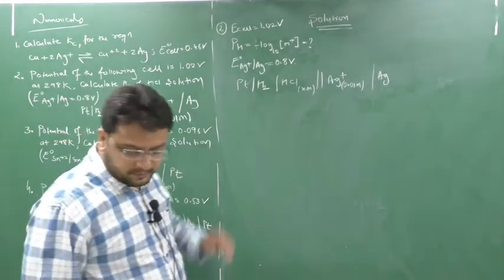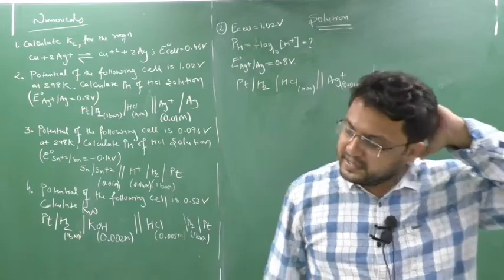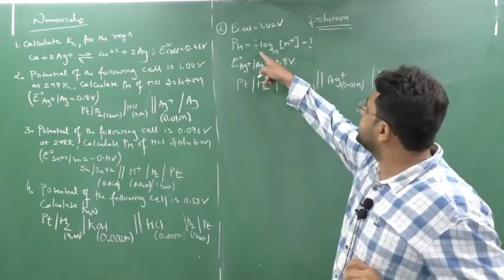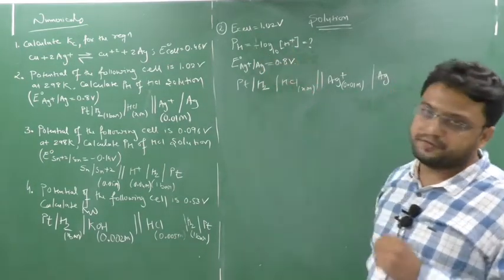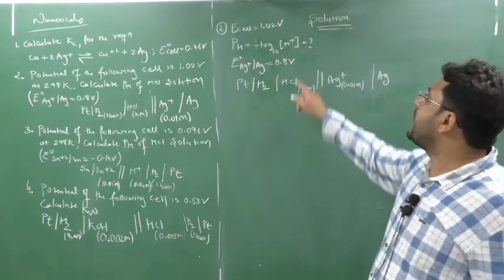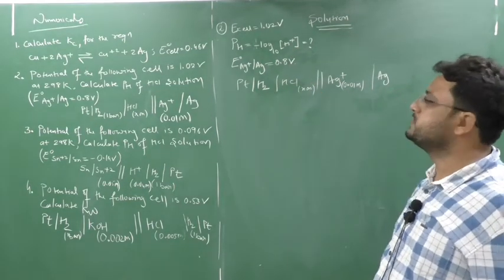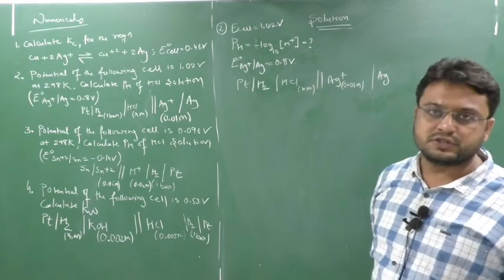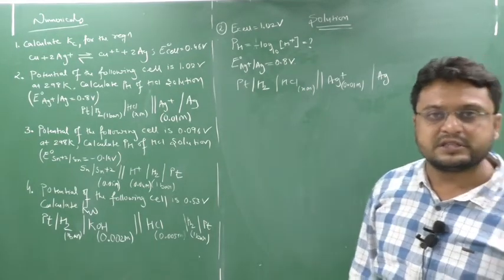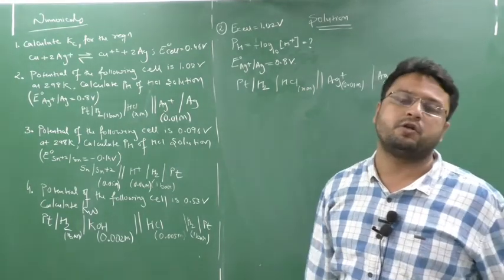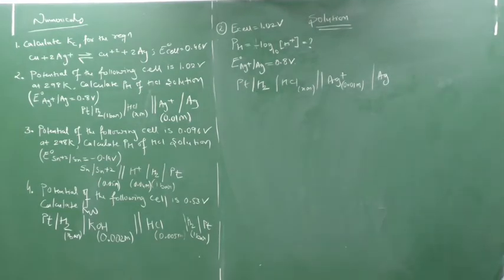How to solve this problem? They ask you to find the pH. pH means negative log to the base 10 concentration of H plus. If somehow I determine this concentration of H plus, I will put the log, do the minus, and I get the pH. Is this what you are thinking? No, in this way we cannot find it. See how to solve this problem.